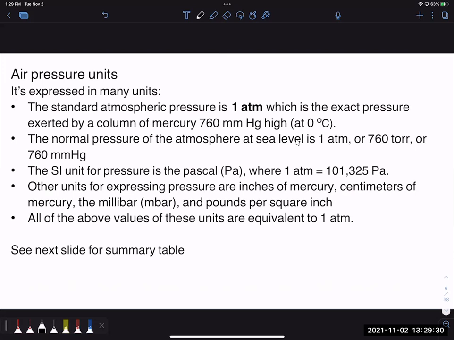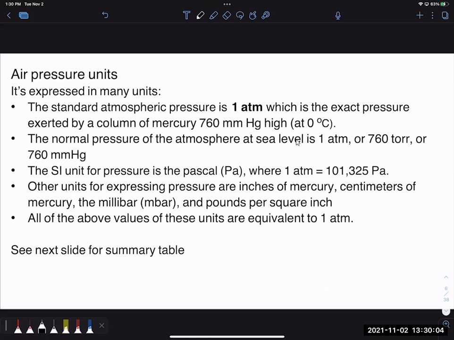So standard atmospheric pressure is 1 atmosphere, which is also the exact pressure exerted by a column of mercury 760 millimeters high. So that's from the top of the pool to the top of your column of mercury. Normal pressure of the atmosphere at sea level, torr, is equivalent to millimeters of mercury. Now that I think about it, I should know the origins of that, but I do not. So might be interesting to look up.